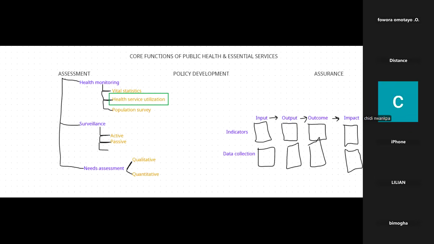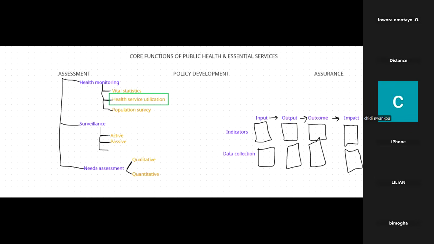Now, remember I said that the health monitoring, the surveillance, and everything we are doing under assessment is mostly data, where we need lots of data in this aspect of public health. So what are the sources of data for this health monitoring? Vital statistics. I've said it in our previous classes. When I say vital statistics, we're talking about things like births. How many births are we recording?